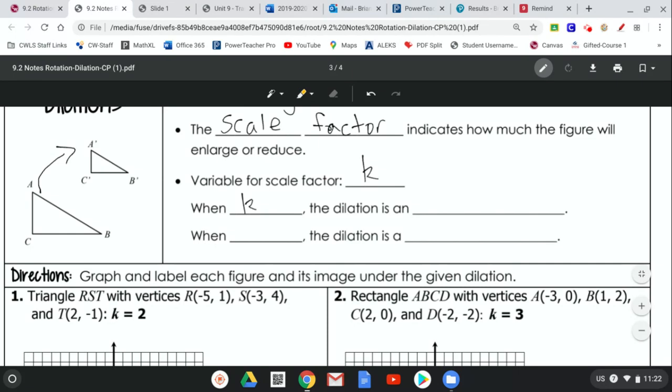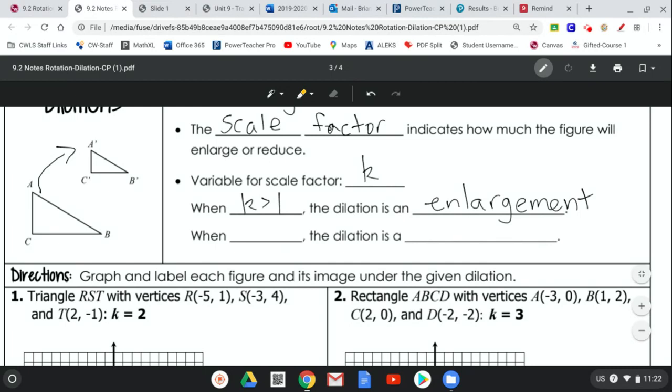Basically, when the scale factor, whatever that number is, is greater than 1, it's not going to be 1, because if it's 1, it's going to be the same figure. If it's 1, the figure didn't get bigger or smaller, and a dilation is where the figure gets larger, an enlargement, or gets smaller, a reduction. So if k is greater than 1, the dilation is an enlargement, meaning the image is going to be bigger than the pre-image.